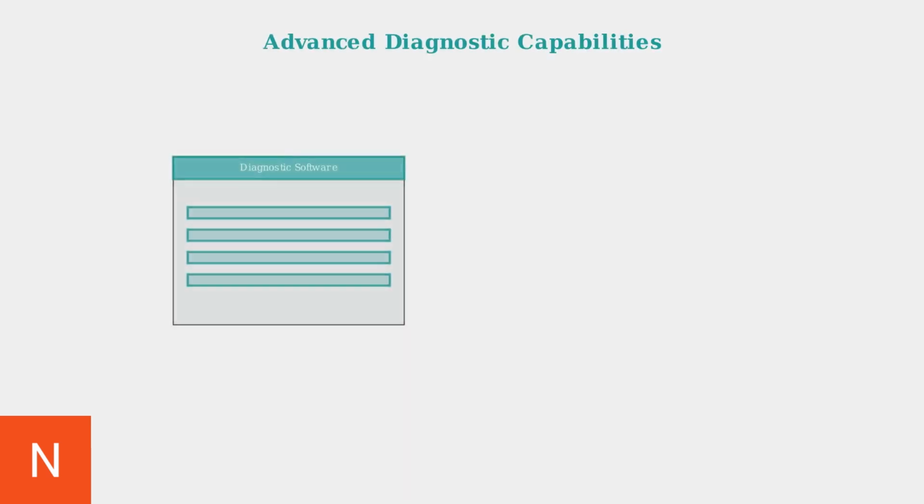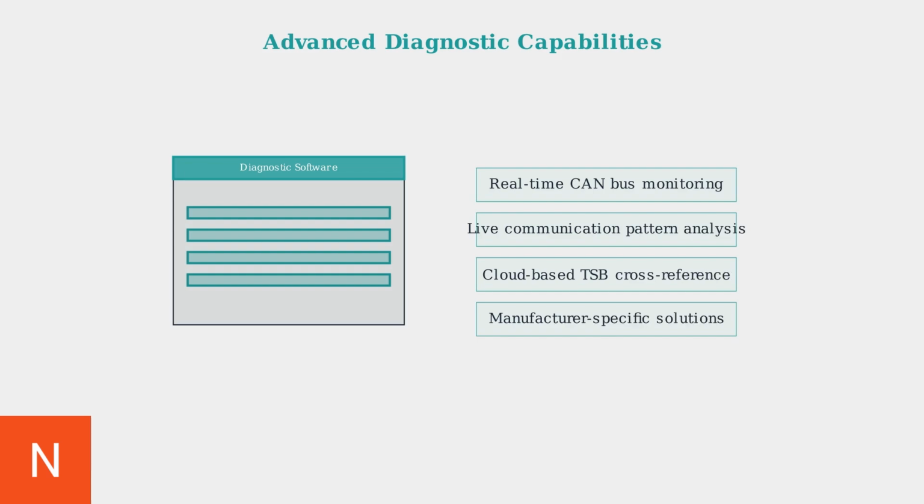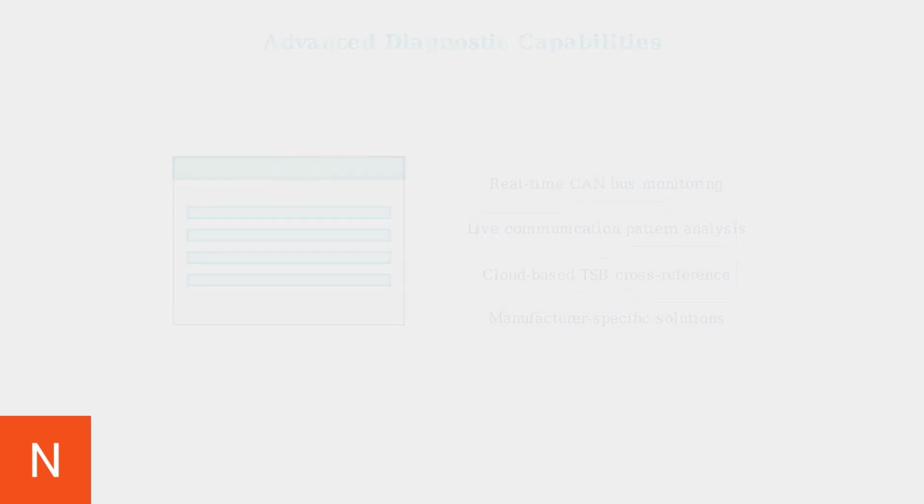Check for additional U codes like U0101 or U0102, which indicate communication problems with other modules. Modern diagnostic tools offer real-time CAN bus monitoring to observe communication patterns. Cloud-based platforms can cross-reference your U0100 code with manufacturer technical service bulletins for vehicle-specific solutions.